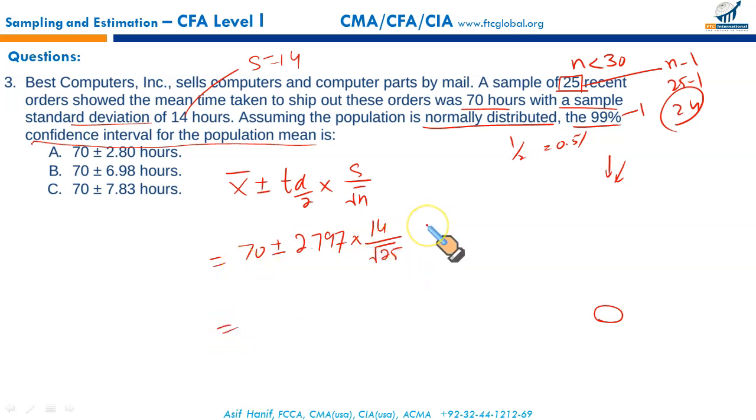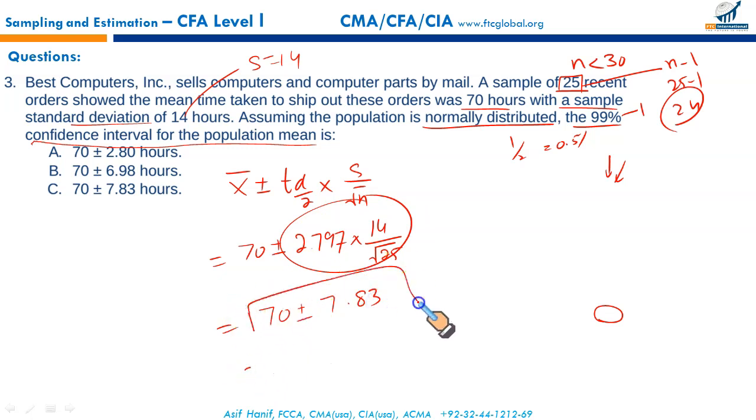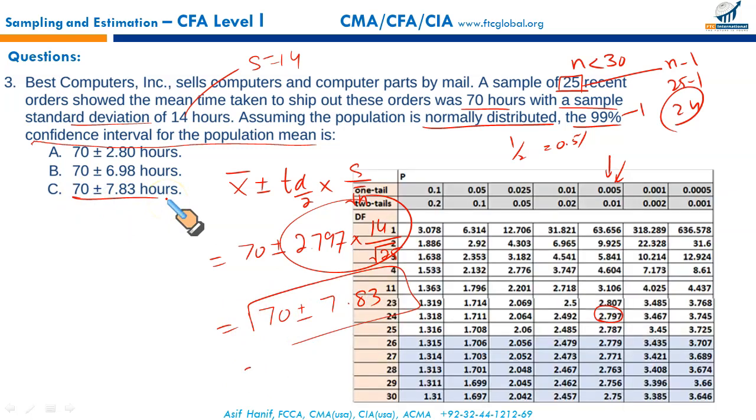If you solve this all, what you get is 70 plus minus, and this solution would give you, as you can see, 7.83. So we don't need to solve further. C is your answer, right? C it is.